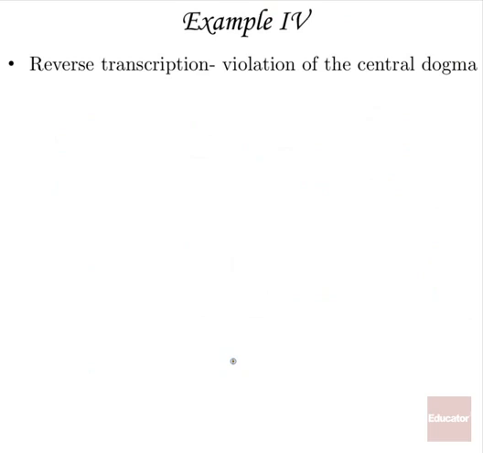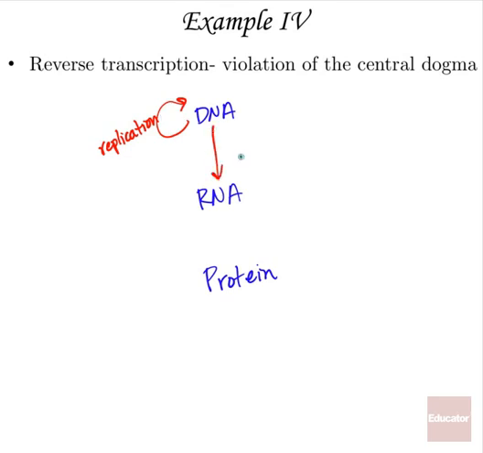So the last example for this unit, I want to mention reverse transcription because I talked about it before. Remember the central dogma: DNA, RNA, protein. DNA to DNA, replication, which we talked about all of today. DNA to RNA, transcription. RNA to protein, translation.